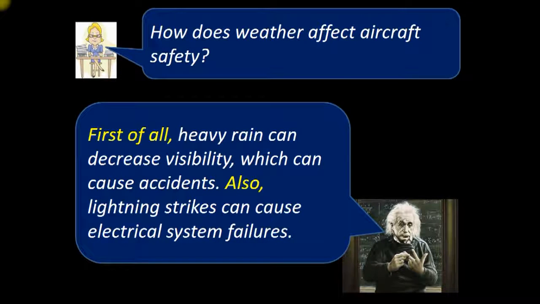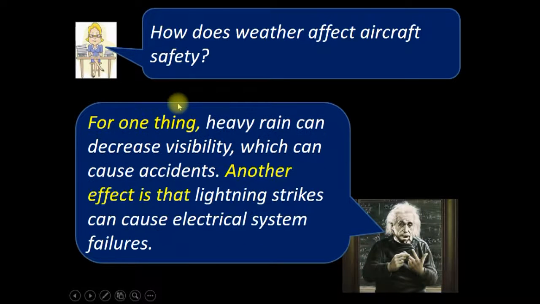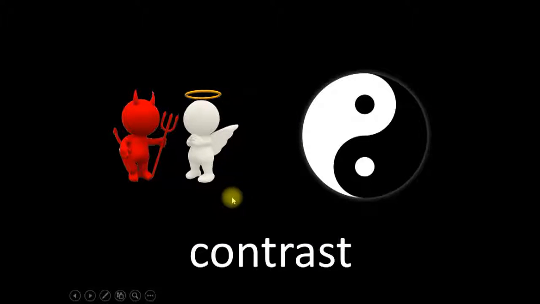Let's look at an example. First of all, heavy rain can decrease visibility, which can cause accidents. Also, lightning strikes can cause electrical system failures. We see we can also use these other phrases in the same way. To begin with, for one thing, or another effect is that lightning strikes, or in addition, lightning strikes, etc.